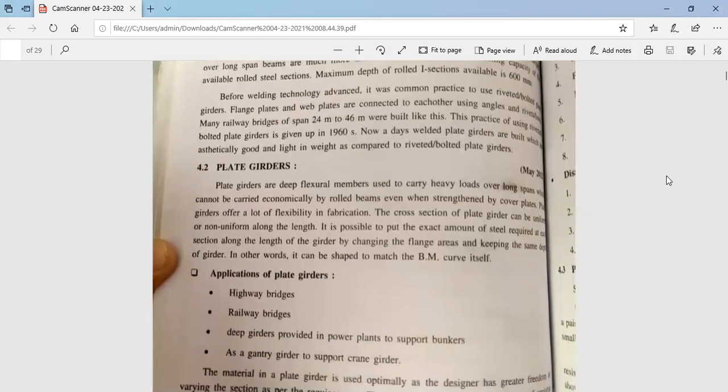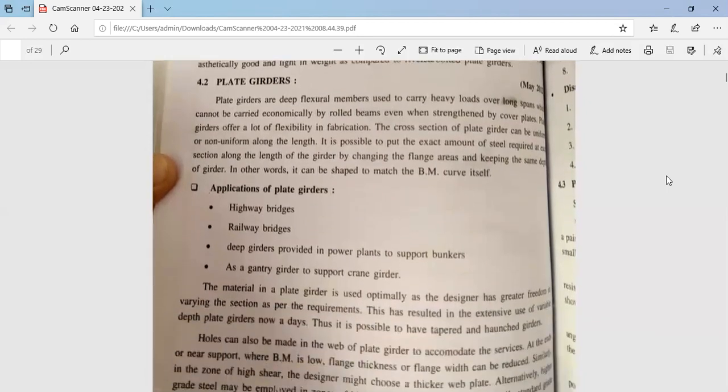right? So plate girders are deep flexural members used to carry heavy loads over long spans, which cannot be carried economically by rolled beams, even when strengthened by cover plates. Plate girders offer lots of flexibility in fabrication. The cross section of a plate girder can be uniform or non-uniform along the length. It is possible to put the exact amount of steel required at each section along the length of the girder by changing the flange area and keeping the same depth of girder. In other words, it can be shaped to match the bending moment curve itself.